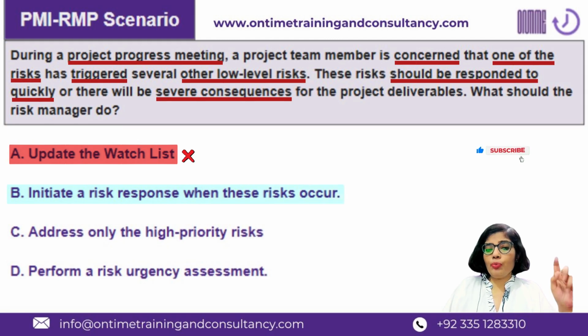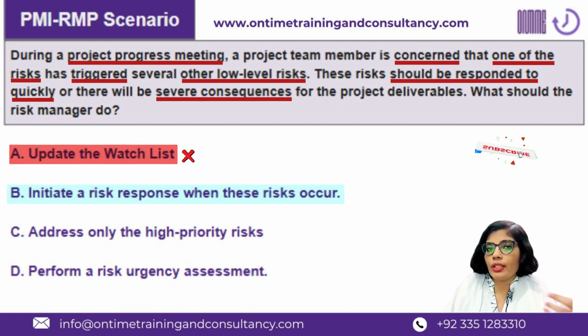B, initiate a risk response when these risks occur. No, not really, because these are multiple low priority risks which have been triggered by a medium or high priority risk, right? If multiple low priority risks have occurred, then you cannot really wait for them to be converted into an issue or a missed opportunity for the risk response to be applied as a corrective action or as a reactive action. No, not really. This is exactly what is not the answer to this situation. The answer is the opposite of it.